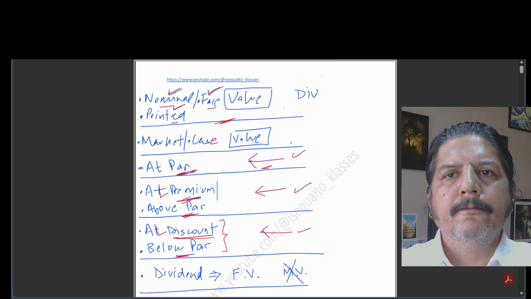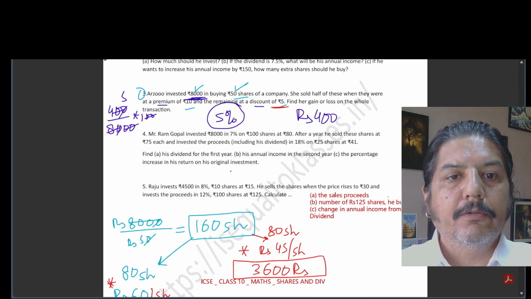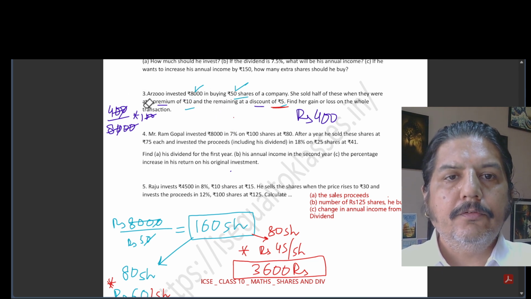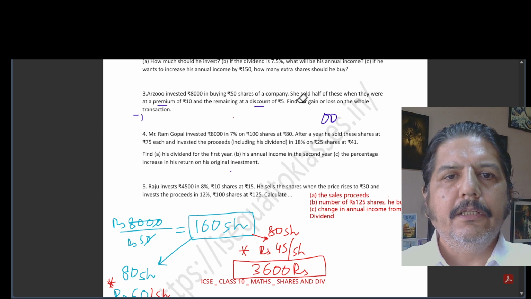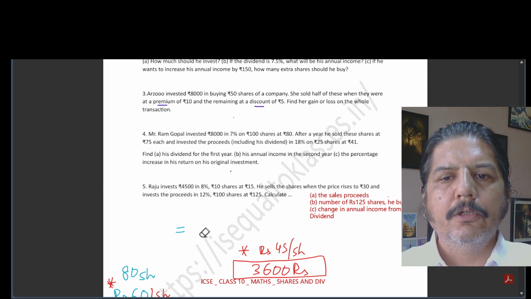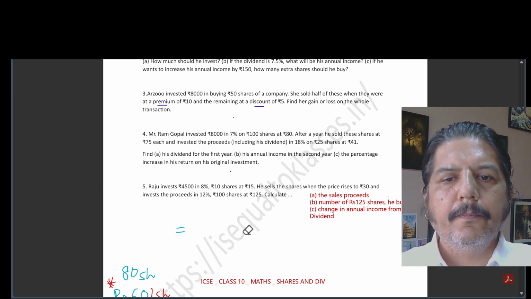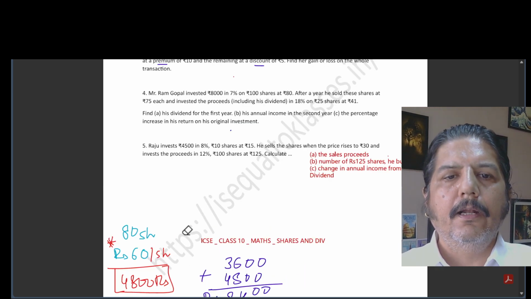So let's go to the next question. These first three questions that I've done are relatively easy. These next two questions, this Mr. Ram Gopal and Raju, they are a bit tricky questions. So let's start with these questions.